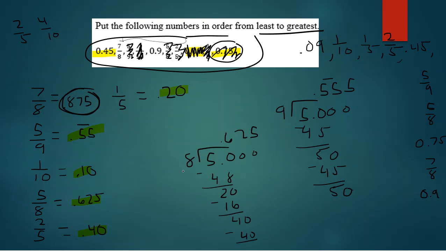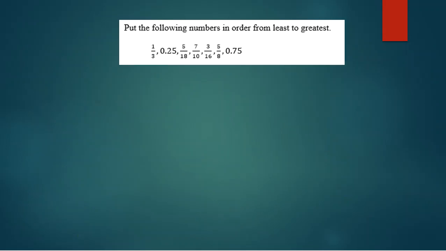But just remember the steps are to make them all decimals, and then you can compare the decimals. And when you're thinking about decimals, it always helps if you just think about them like how much money you have. Okay, so decimals, money always rounds to the hundredths. Okay, let's look at another one. Put the following numbers in order from least to greatest.